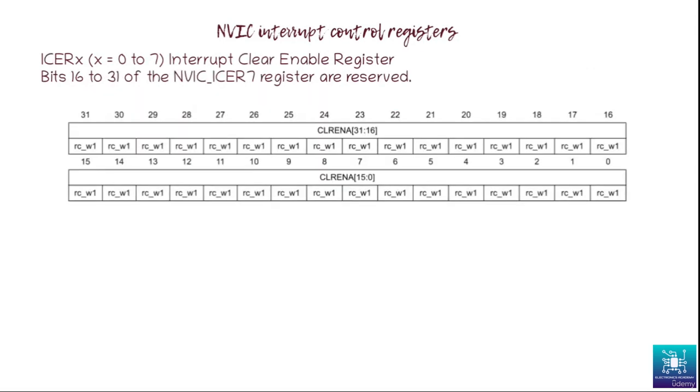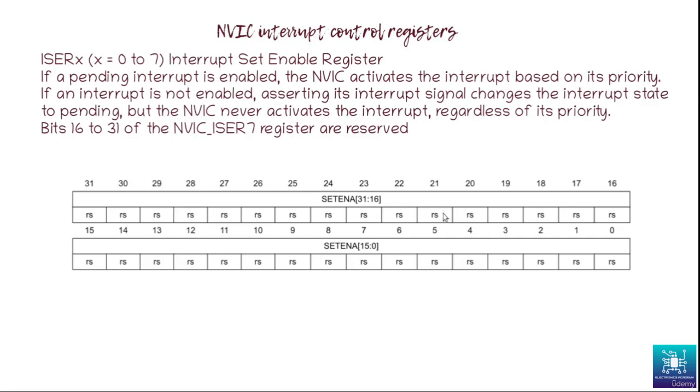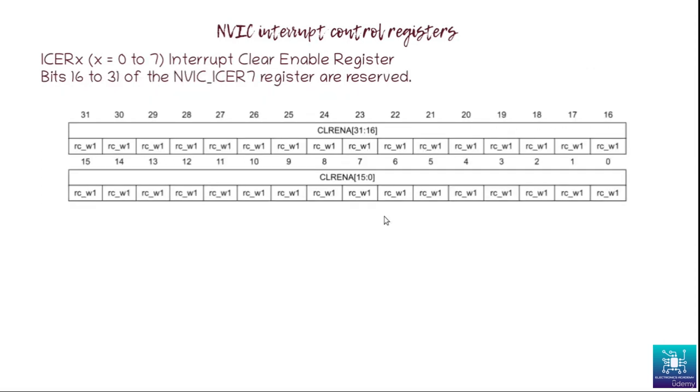The next set of registers that you have, again 8 registers, is the interrupt clear enable register. Now these are used to disable the interrupt. So enabling the interrupts and disabling the interrupts are from separate registers. So if we enable an interrupt here by writing a 1, we cannot disable the interrupt by writing a 0 here. We have to come here and write a 1 where we wish to disable the interrupt.